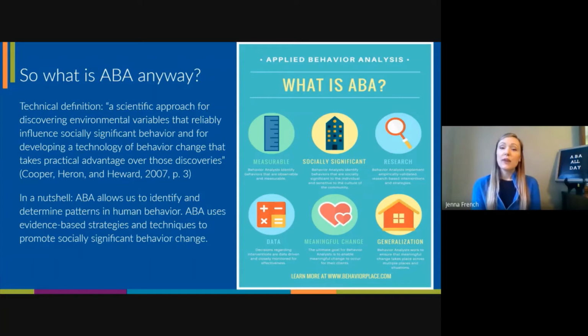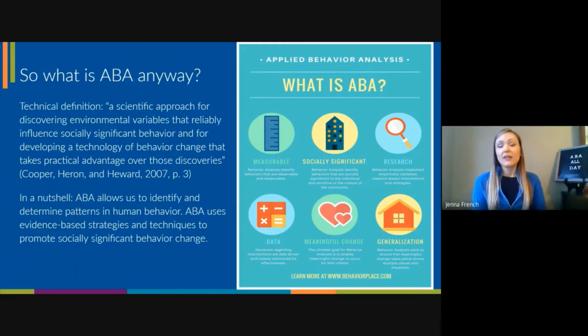Now, this image on the right, I thought was really helpful in breaking down the basic tenets of applied behavior analysis. The first one is measurable. Any behavior that we're looking to change needs to be measurable. The only way we can truly tell if it has changed is if we measure it and we collect that data.